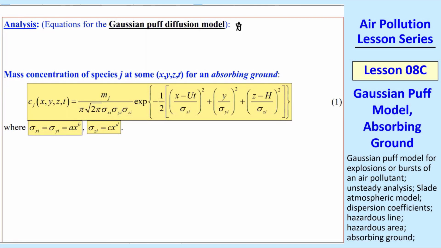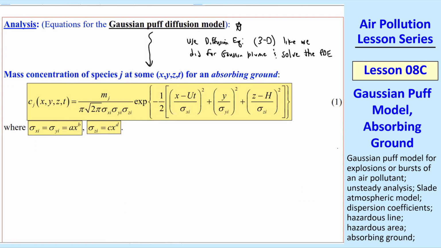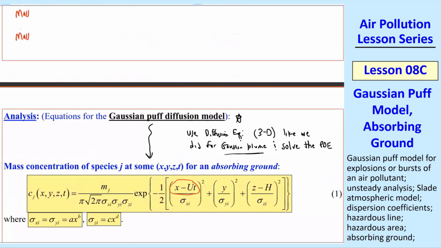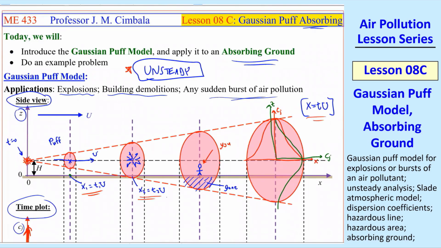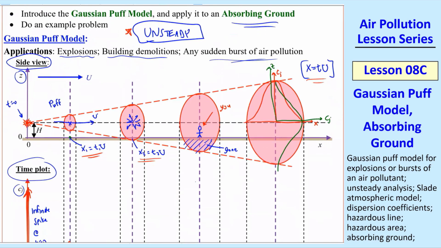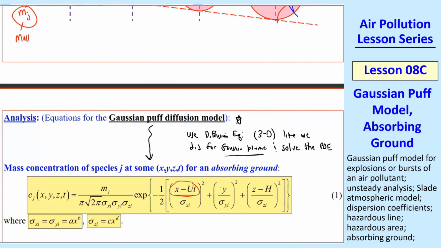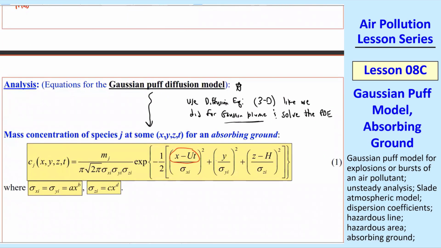Okay, how do we analyze this Gaussian puff diffusion model? Well, I am not going to go through all the algebra. This is very similar to what we did for the Gaussian plume, except now it's unsteady. But notice we have this x minus ut here, where we use that coordinate transformation, as I had mentioned, since x and t transform to each other by x equals tu. So if you put in x minus ut, you're effectively moving with the puff.